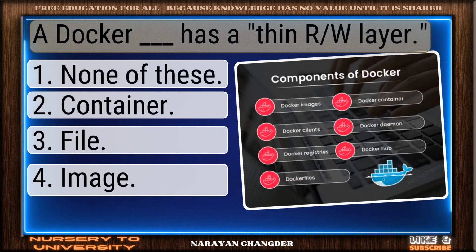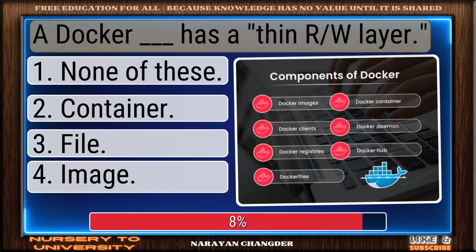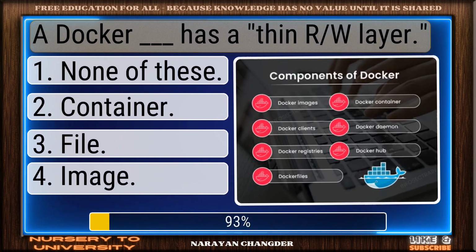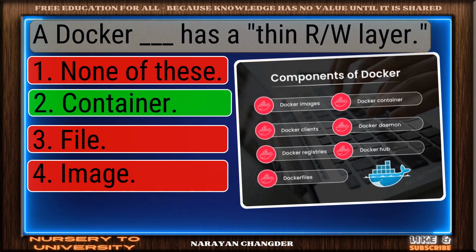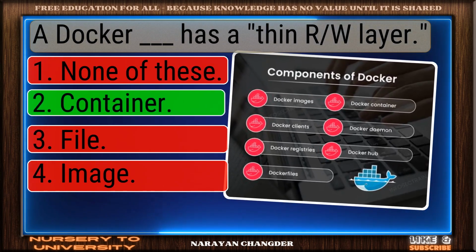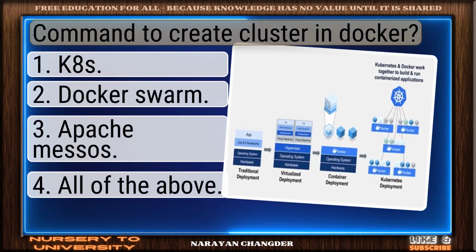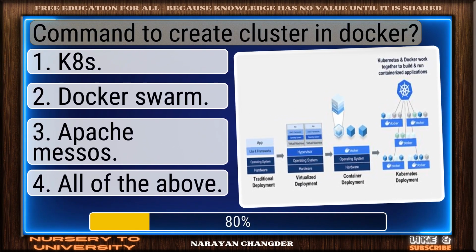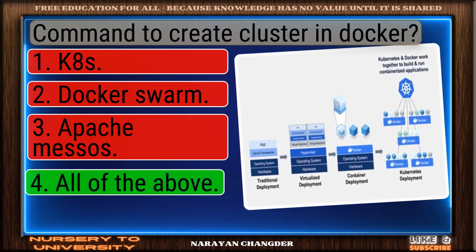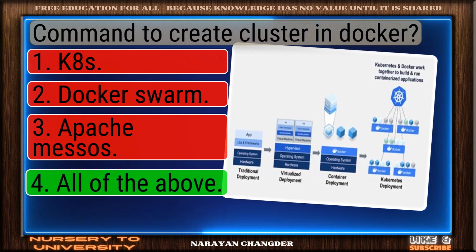Question number 15. A Docker image has a thin, writable layer called what? Nice work. You chose container, and it is correct. Question number 16. Command to create a cluster in Docker. Smart move. All of the above is an accurate answer.